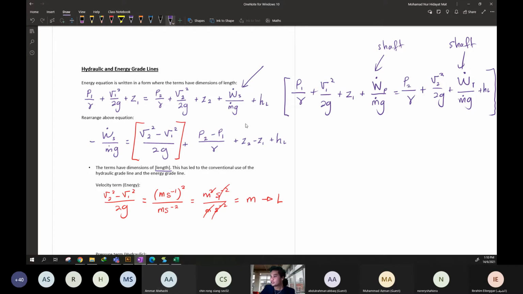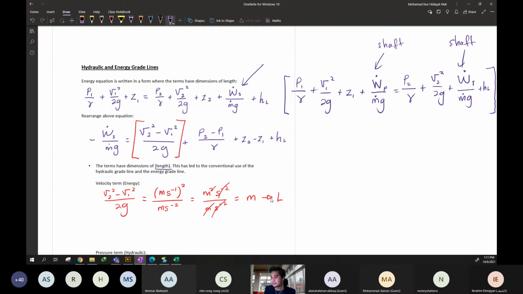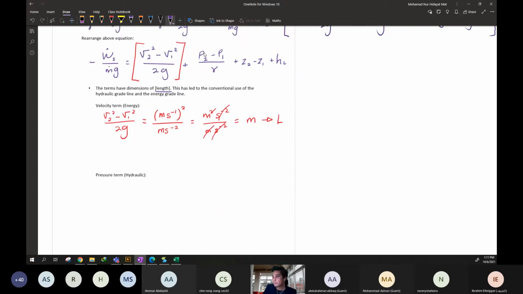Okay, welcome. So based on this, you can see you try to form the dimensionless parameter. You notice that the meter is a function of length. Same goes to the pressure. You can see the pressure, where P2 minus P1 over gamma. So what's the formula of pressure? Pressure is equal to force over area.